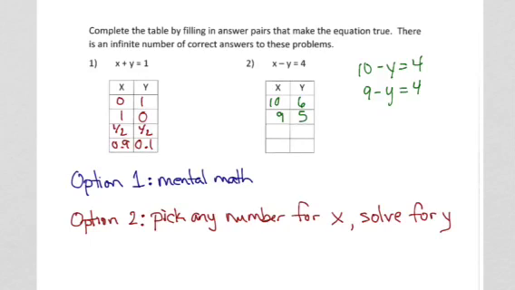Or I could do like 7. 7 minus what makes 4? Well, 7 minus 3 makes 4. Or I could be silly and do 100 minus what makes 4? Well, 100 minus 96. So the trick is to pick a number for x and figure out what its partner is. But in the end, your job would be to fill in the table with 4 correct answers to this particular problem.